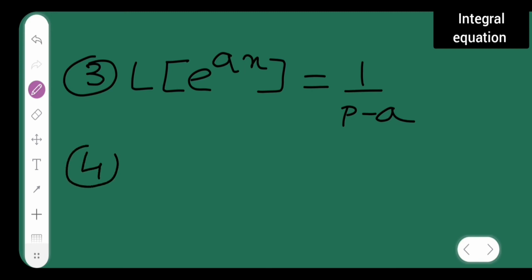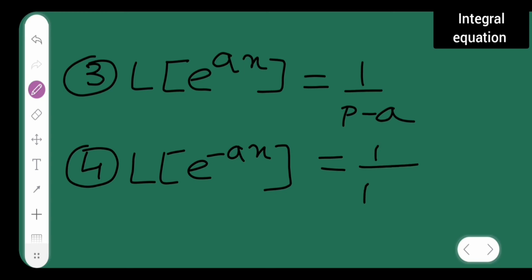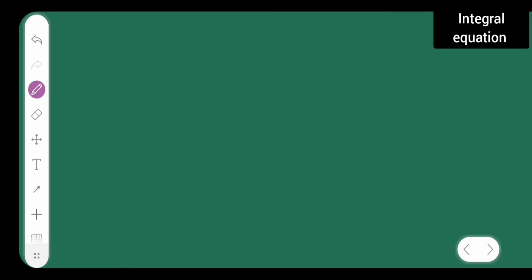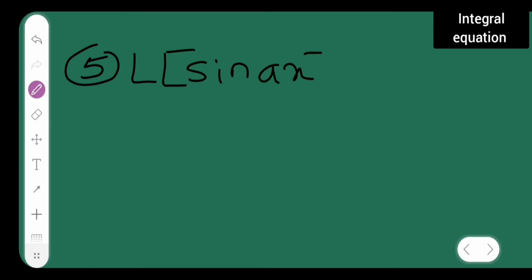Then the fourth one you will take down. Laplace of e raised to power minus ax will be what? It is like this, 1 upon p minus of minus a, right? Which is nothing but 1 upon p plus a. Okay, next I'll take down the fifth one. Laplace of sine of ax is a upon p square plus a the whole square.